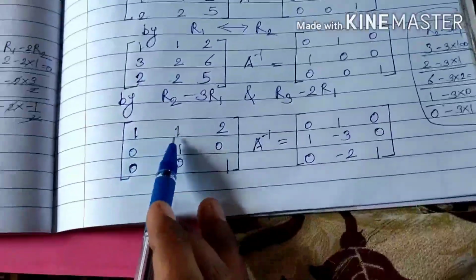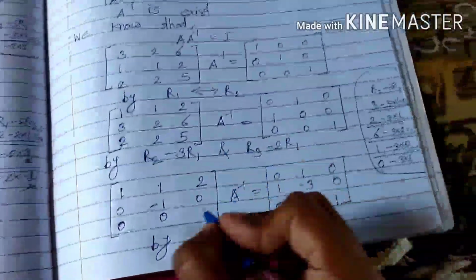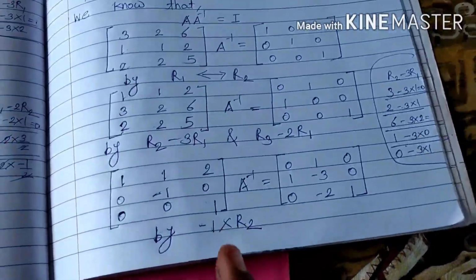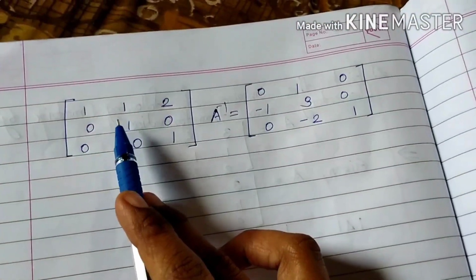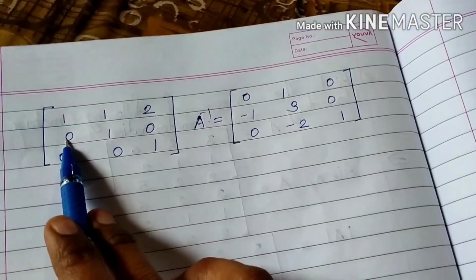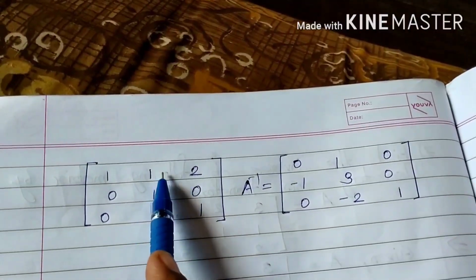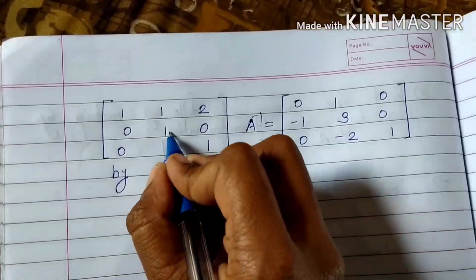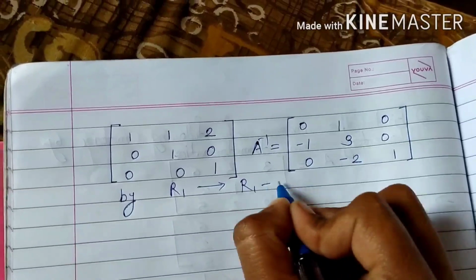Now for the identity matrix, here you must have plus 1. That's why the operation is minus 1 into R2, which means R2 will be changed by minus 1. By multiplying by minus 1, you get R2 like that, 0 1 0 minus 1 3 0. Now the next operation is, here you have to make 0. That's why R1 is changed by using R2. That's why R1 changes to R1 minus R2.